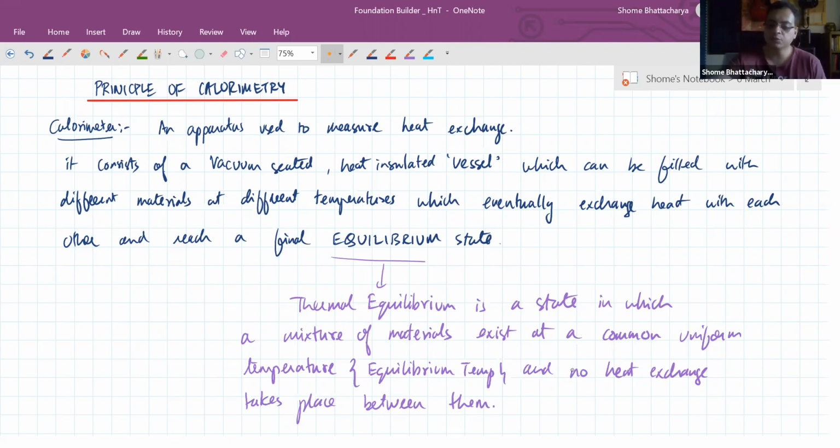Whereas if we have a mixture of materials which are not in the equilibrium state, that means the temperature is not same for all of them or not uniform throughout the mixture, then heat exchange will take place till the equilibrium state is reached. So that is what the principle of calorimetry is all about. And this kind of a heat exchange experiment is carried out in a particular apparatus, which is called the calorimeter. So just make a note of this section quickly first, then we'll discuss further.